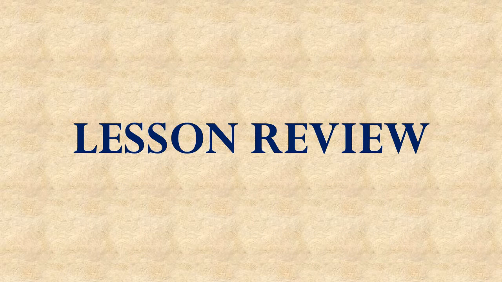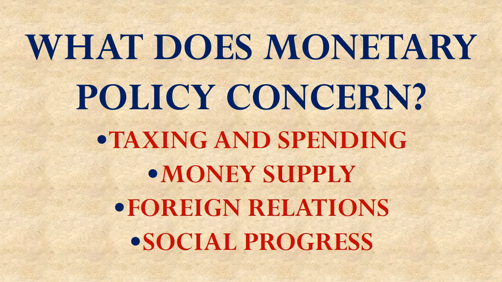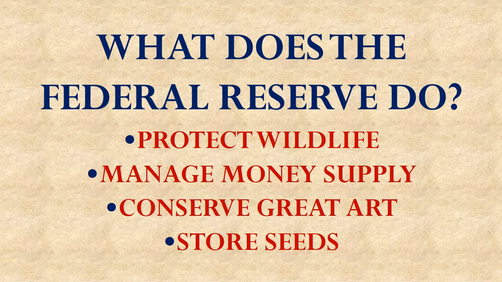All right, let's review now what we learned in this lesson. What does monetary policy concern? Does it concern taxing and spending, the money supply, foreign relations, social progress? Monetary policy is about the money supply. What does the Federal Reserve do? Does it protect wildlife? Does it manage the money supply? Does it conserve great works of art, or does it store seeds? The Federal Reserve manages the money supply.